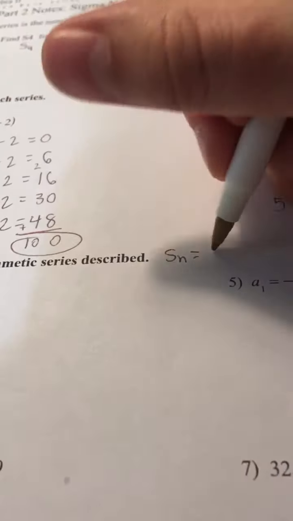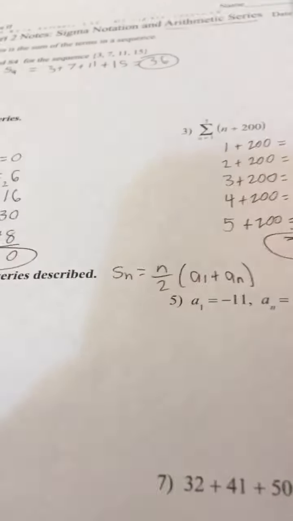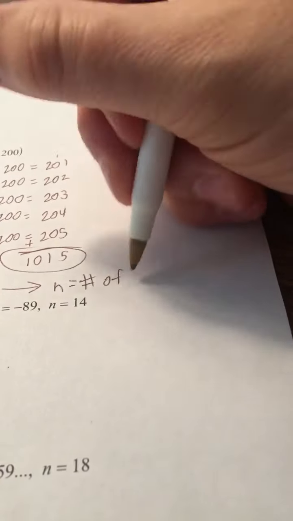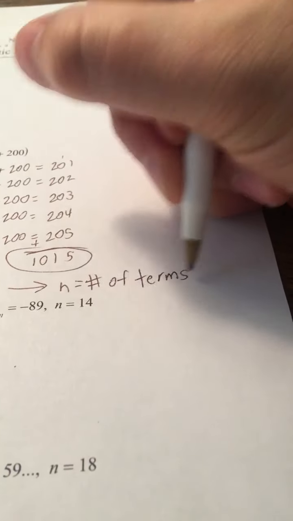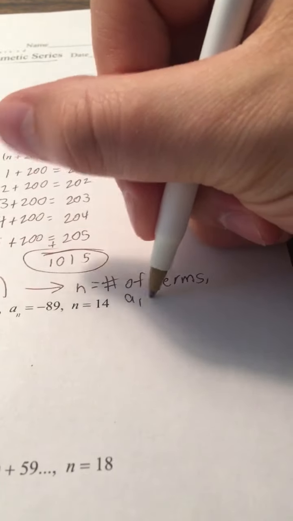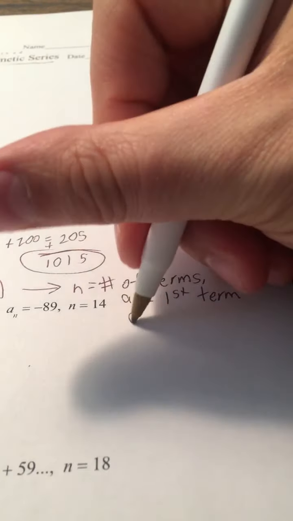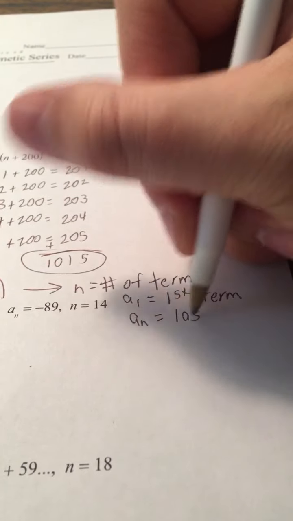So let's just add that to our notes right here on the side, because we're going to be using this formula over and over again. S of n equals n over 2 times (A1 plus An). Remember, S stands for sum. If you forgot what any of the letters mean, let's just write it. N is number of terms. A1 is the first term, An is the last term.